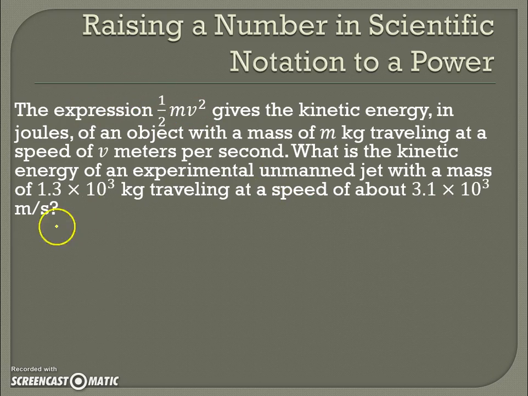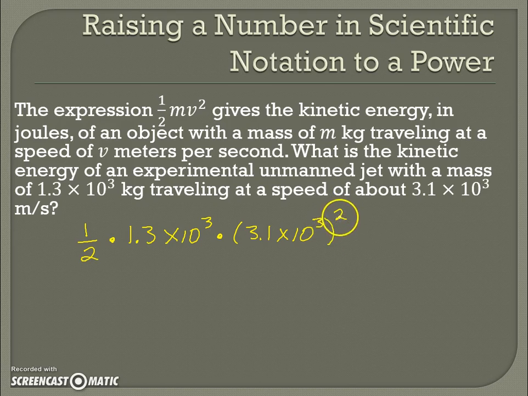So I'm going to literally just substitute these things in here. I have 1/2, and then instead of m, I'm going to write the mass, which is 1.3 times 10 cubed. And then the second one is the velocity, but that's squared, so I'm going to put that in parentheses. I have 3.1 times 10 cubed, and then that whole thing is squared, just like we were doing before. With the parentheses on the outside, as long as everything's multiplication, the square is going to go to both of those.